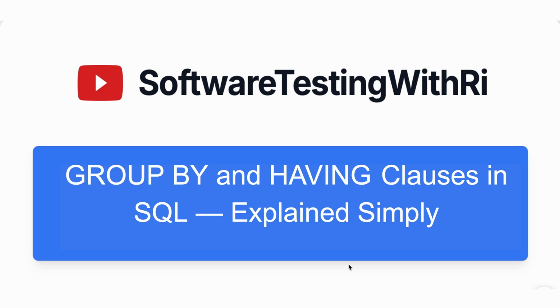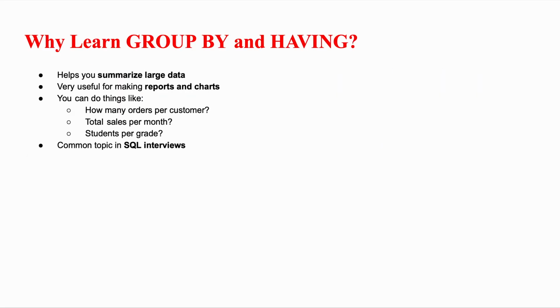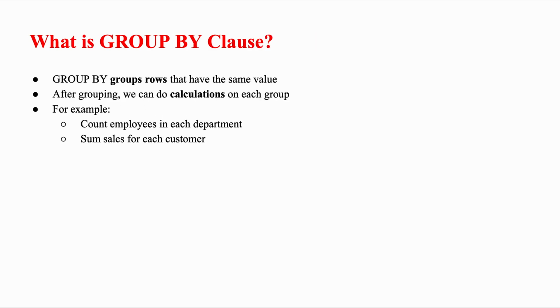Today we will learn two very important SQL clauses, GROUP BY and HAVING, with easy examples. Let's get started. We often work with a large amount of data. GROUP BY and HAVING help us to summarize data. For example, if we want to know how many orders per customer, or total sales per month, or students per grade. These clauses are also very common in SQL interview questions, so it's very useful to learn them.